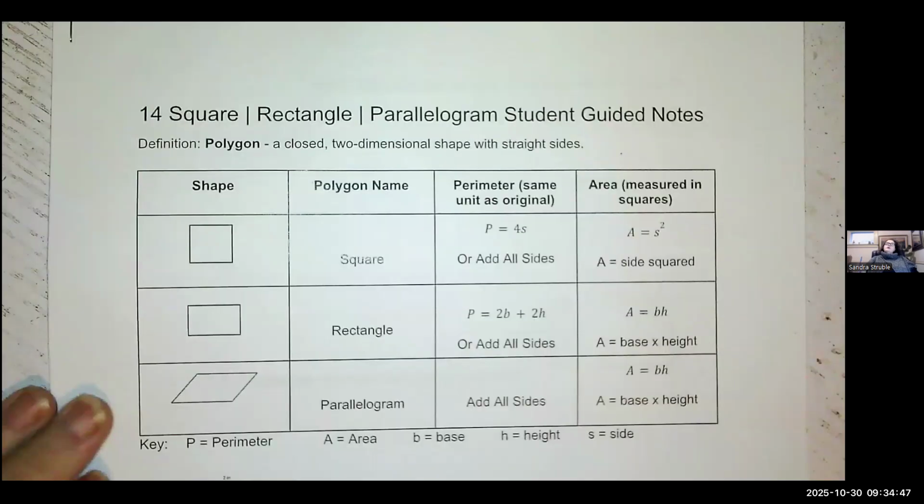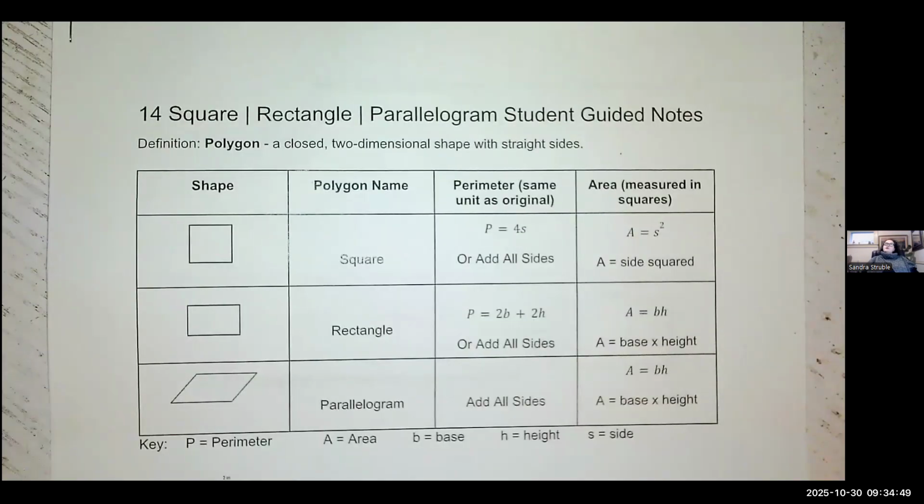Hey, let's cover section 14. We're covering squares, rectangles, parallelograms. A polygon is a closed two-dimensional shape with straight sides.